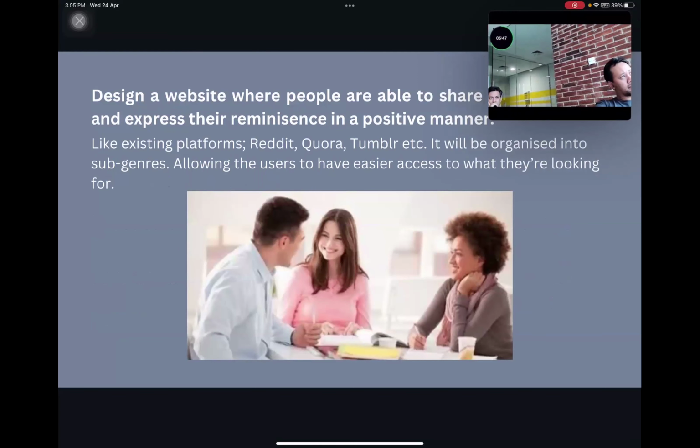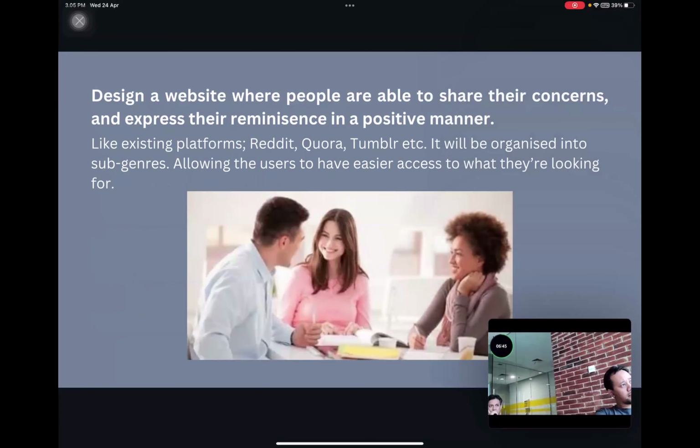So yeah, design a website where people are able to share their concerns and express their reminiscence in a positive manner, so it doesn't drag on to a dangerous level where they're hermits or don't want to interact with anyone at all because they are too scared to do so. And like existing platforms, Reddit, Quora, Tumblr, etc., it would be organized into subgenres, allowing the users to have easier access to what they're looking for.